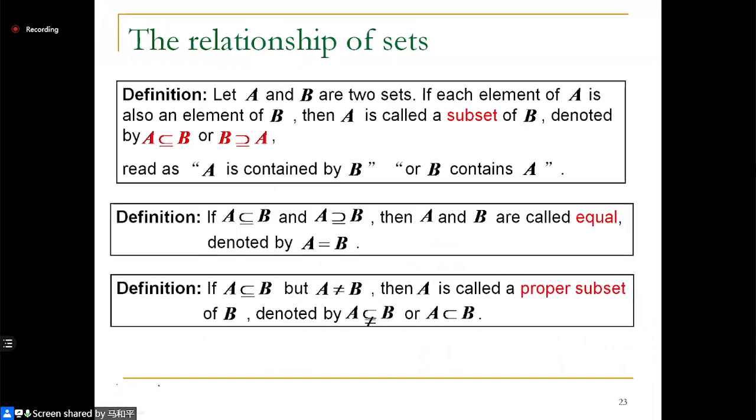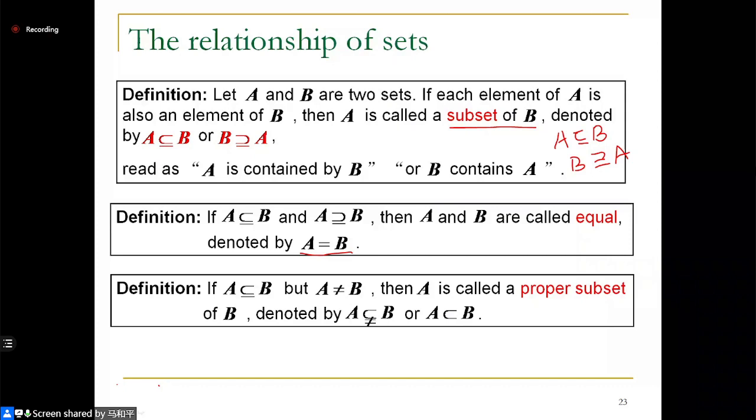And then we will learn the relationships of sets. Let A and B be two sets. If each element of A is also an element of B, then A is called a subset of B, denoted by A contained in B, or we write B contains A. A is contained by B, or B contains A. Now, if A is contained by B and B is contained by A, then A and B are equal. We write A is equal to B.